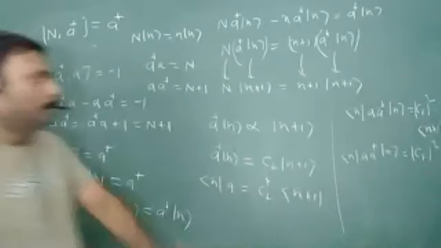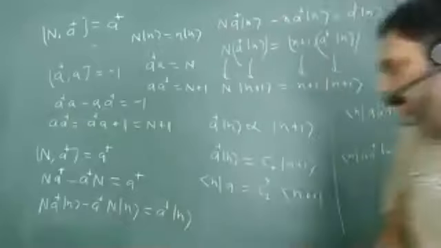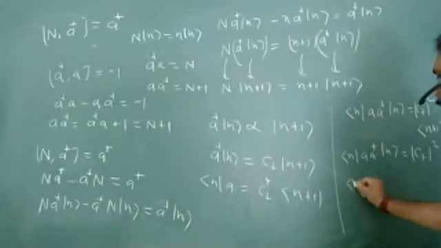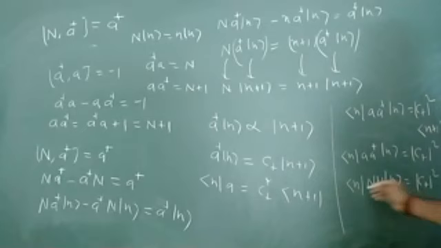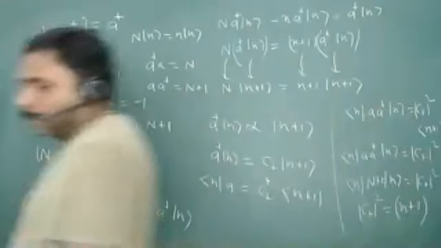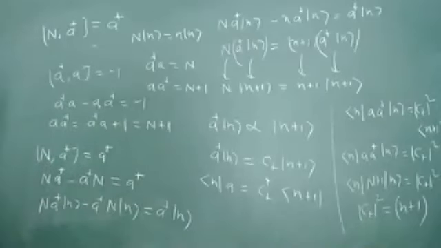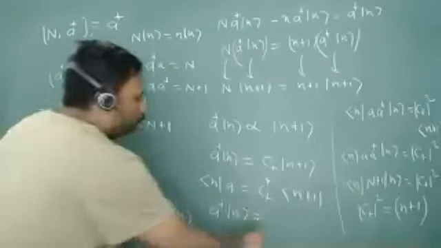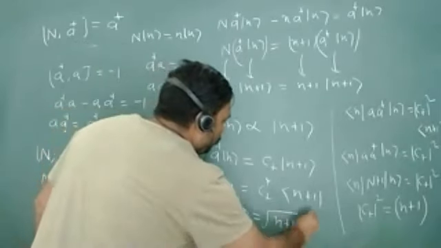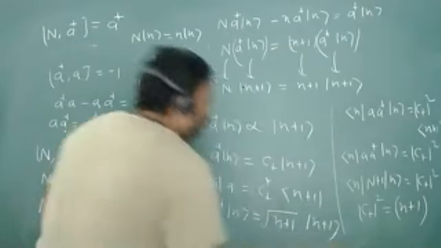So we can put it here, and once we write this, n plus 1 times the inner product with n is equal to mod square of C plus, then you can get mod square of C plus is equal to n plus 1. So this is all the story. And finally, we can write that A dagger will operate on n and give root of n plus 1 times the ket n plus 1.